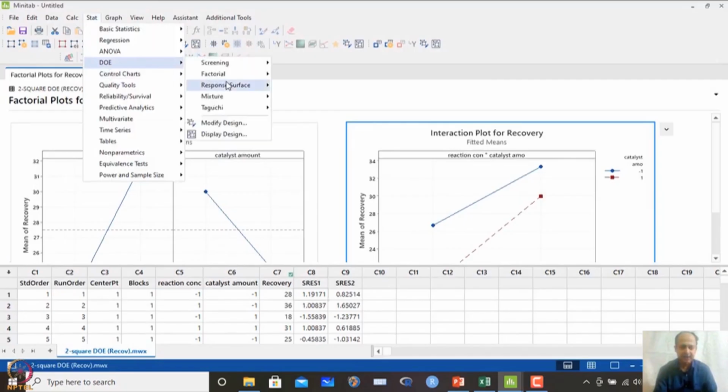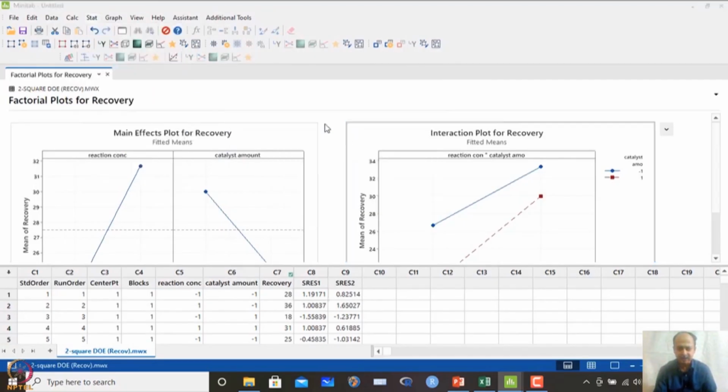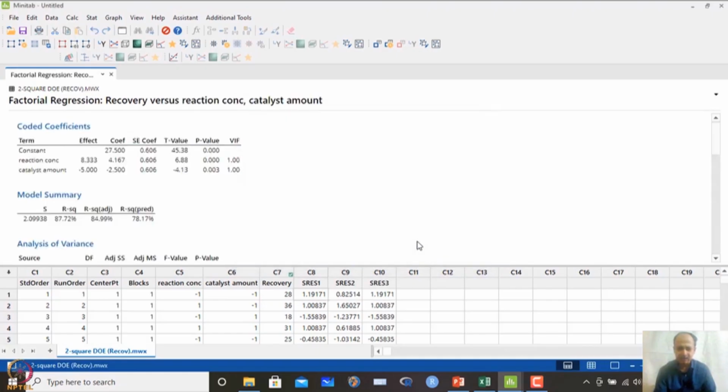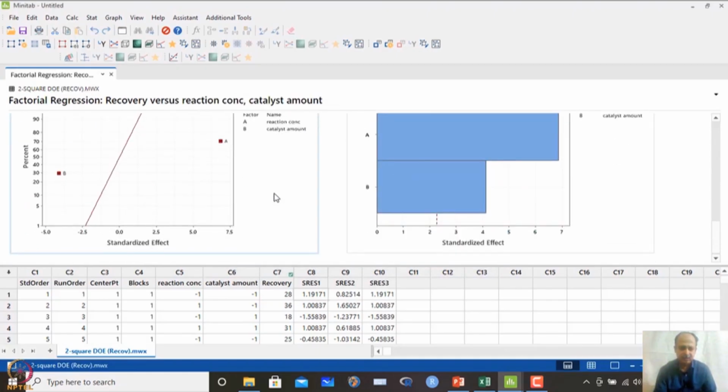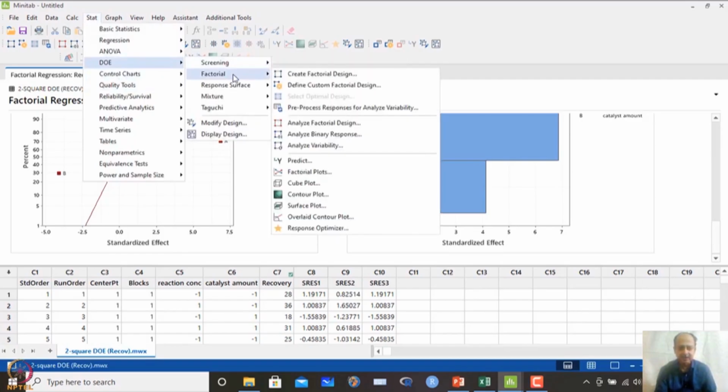So what we can do is redo this one: experimental trials, analyze factorial design, and in this case the terms we had included, we will eliminate over here and click OK, and click OK like this. So this is the final model that we are getting over here, and then we can make a design of experiments, factorial design.